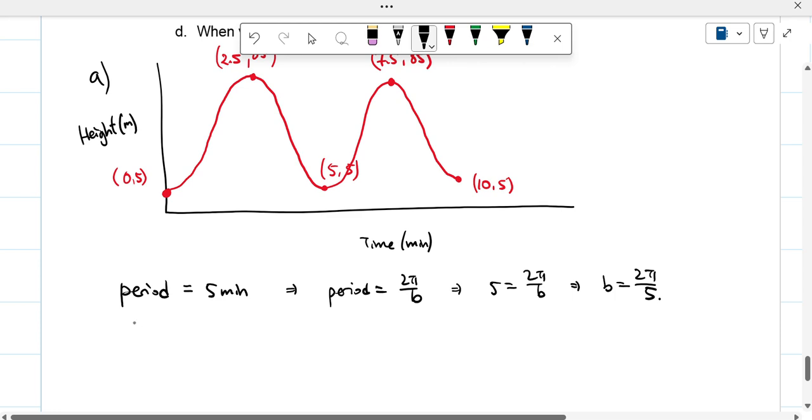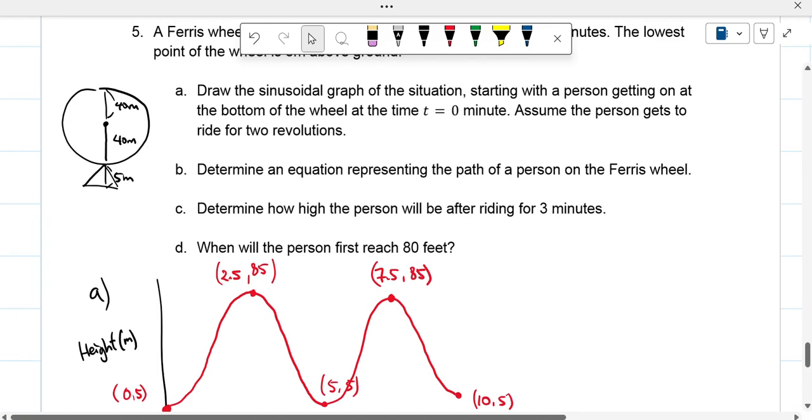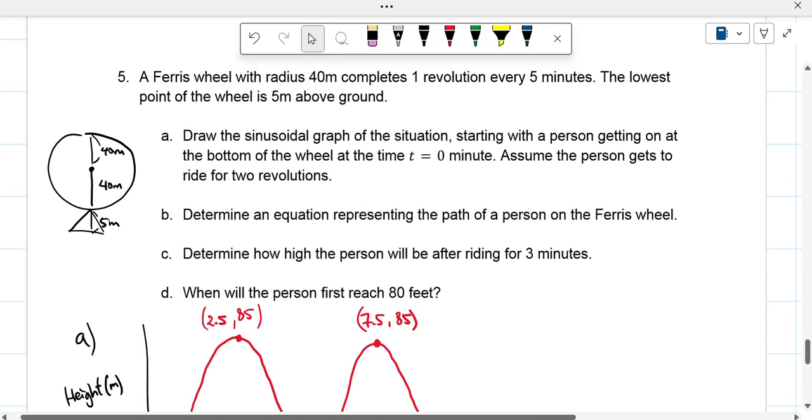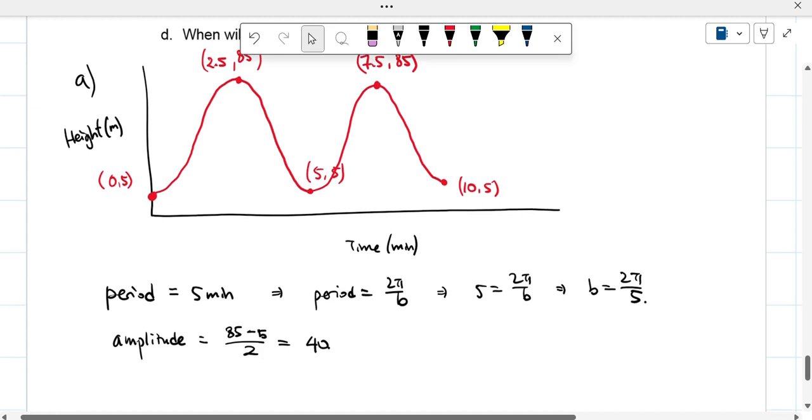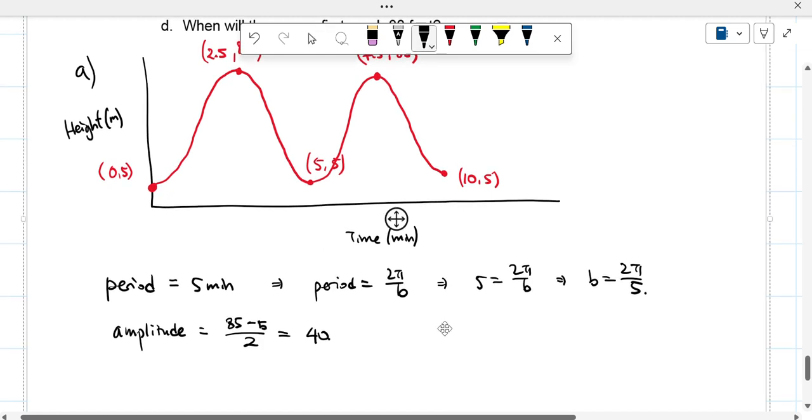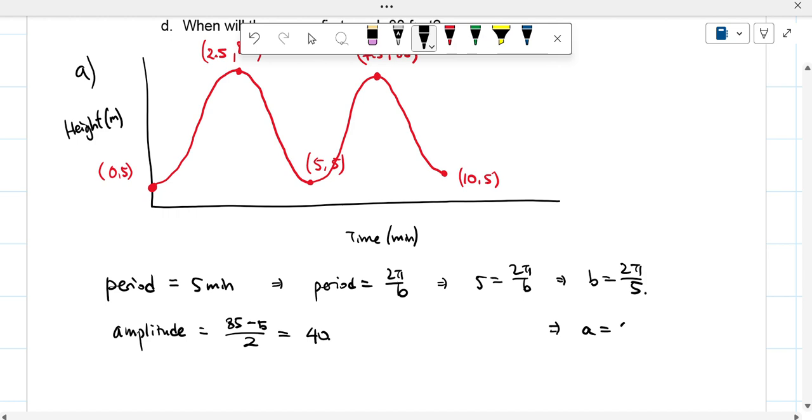Then what about my amplitude and the midpoint? Well, I think I can find the amplitude very quickly. Amplitude is equal to maximum minus minimum divided by 2. So that's 85 minus 5, so it's 80 divided by 2. That's 40. Well, guess what? Knowing that the radius of this Ferris wheel is 40 meters, the amplitude is 40. So that means my a value will be 40.